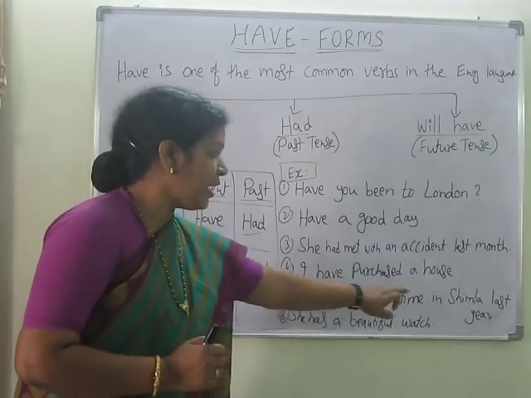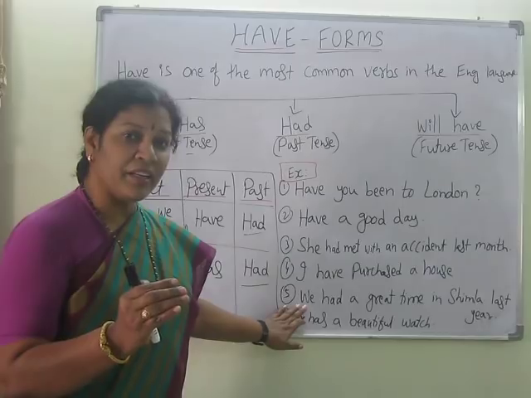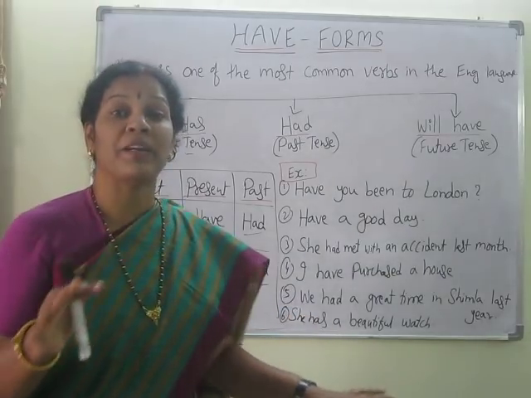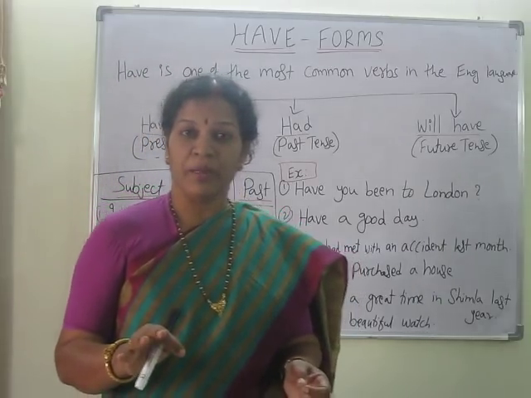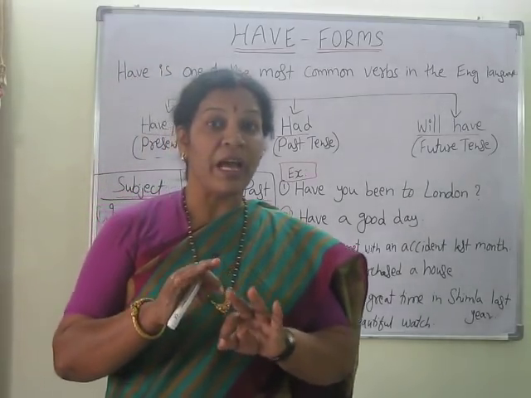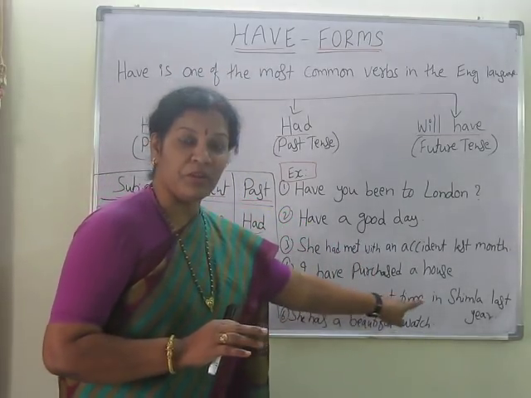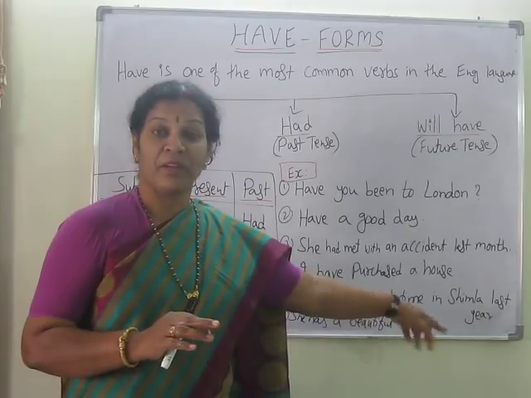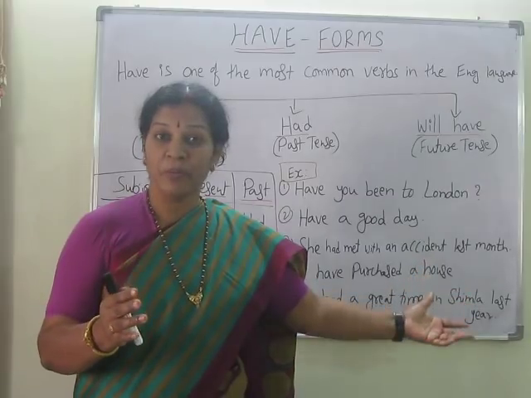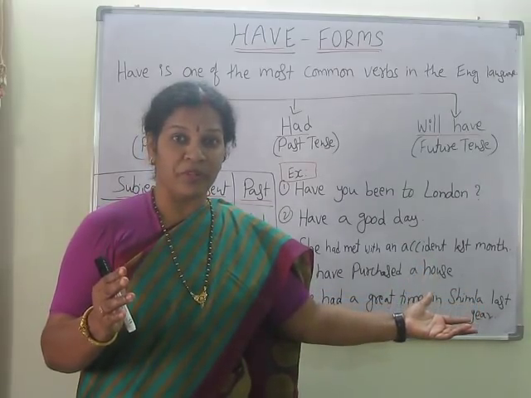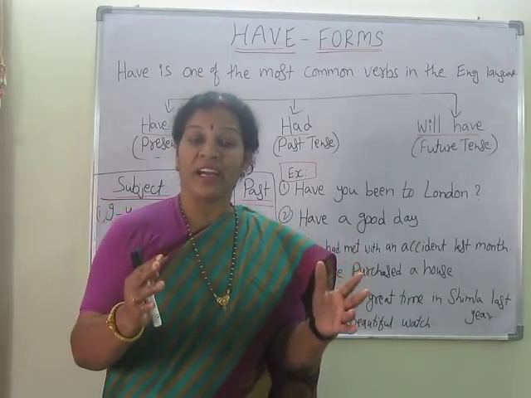Next one. We had a great time in Shimla last year. This was the past tense. As I told you, it can be any subject, but in past tense we use had only. So I am using here, we had a great time in Shimla last year. We had a beautiful party yesterday. We had seen a wonderful movie, Robot 2.0, yesterday. So you can say had: we had, I had, anything.